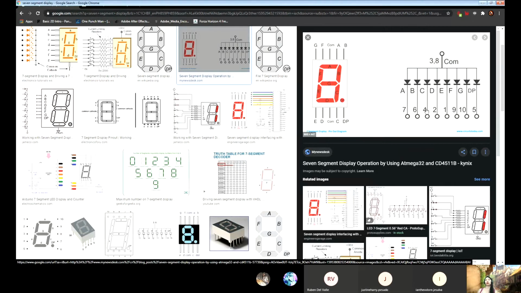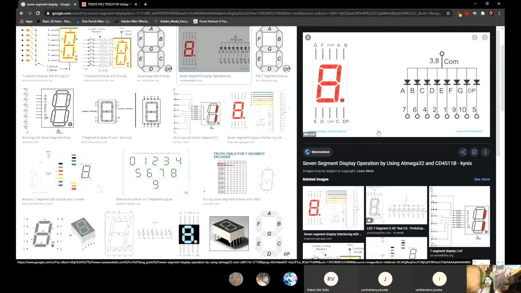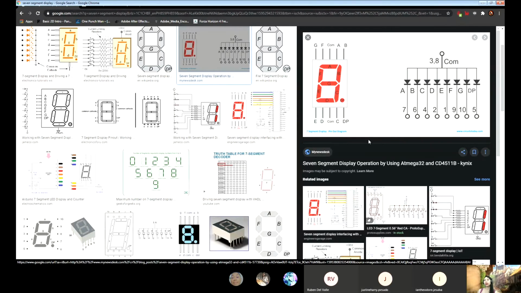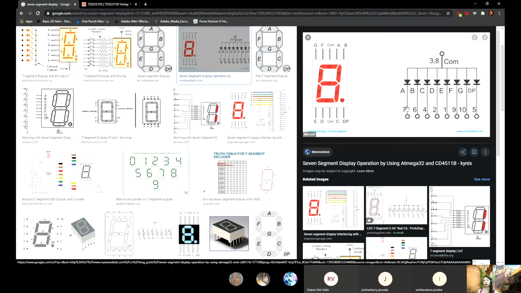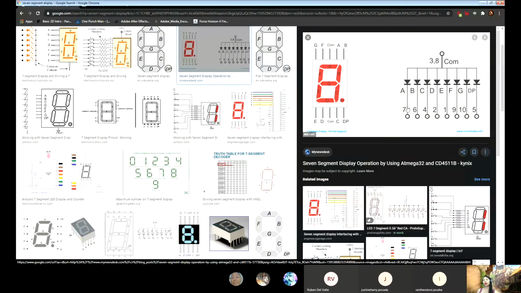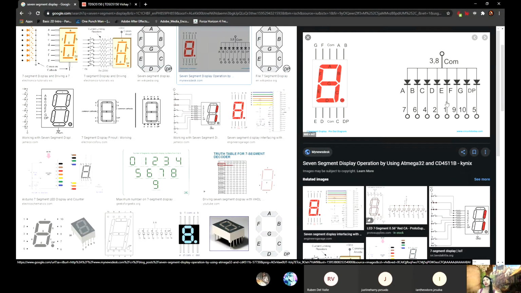In designing, the one that is usually used is the common cathode. But then, common cathode, wait, common anode rather, this one is usually used. It won't be burdensome to the circuit. With common anode, you have to invert the input.